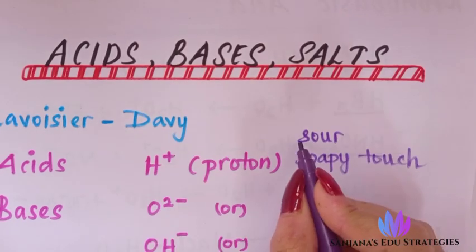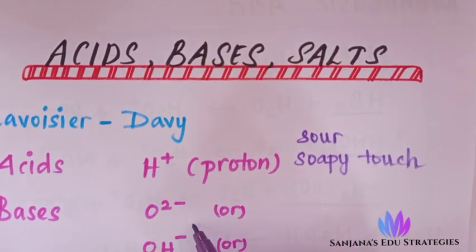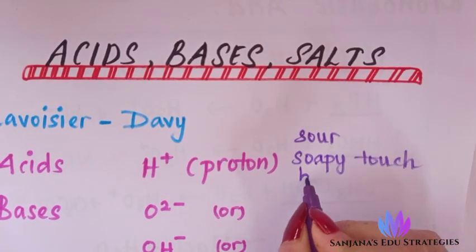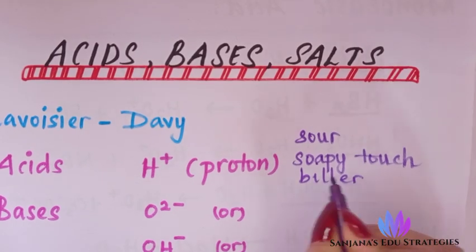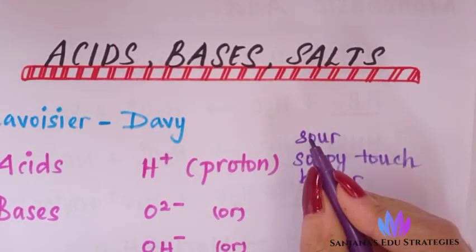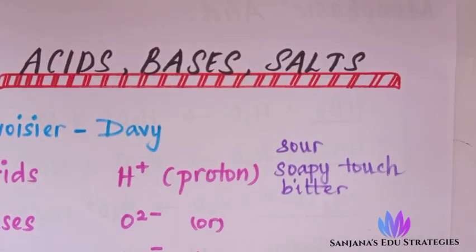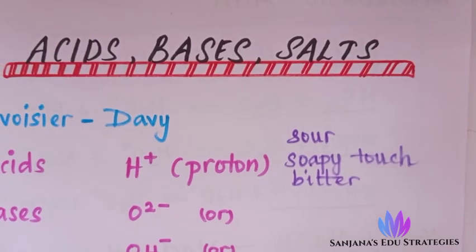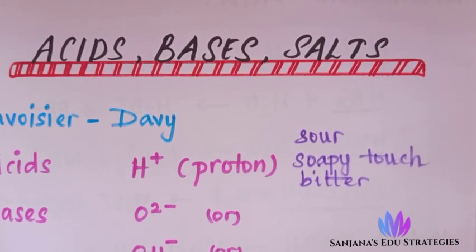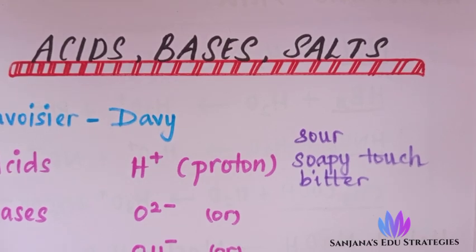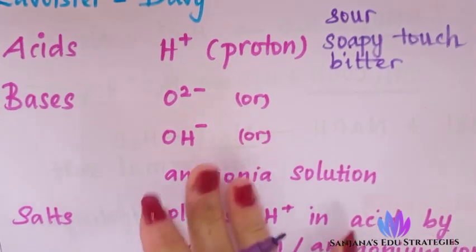Okay, acids have a sour taste, and bases have a soapy touch and a bitter taste. Acids we cannot touch, so we cannot feel how they are. Some acids are corrosive in nature, which causes skin burns. Okay, next is about bases.